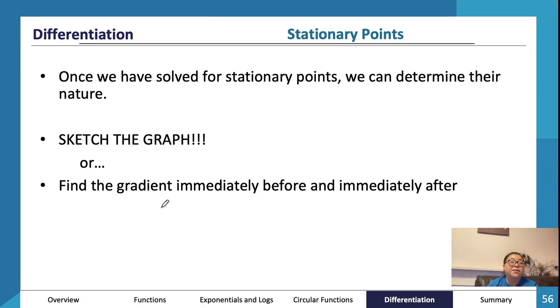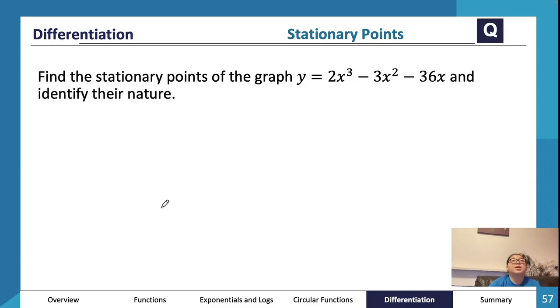And in fact, you are probably finding the turning points to actually help you know what the shape of the graph looks like. So you can use something called a gradient table if that doesn't work, which is finding the gradient immediately before and after. We'll do both methods here to talk about how it works and how we can use it together.